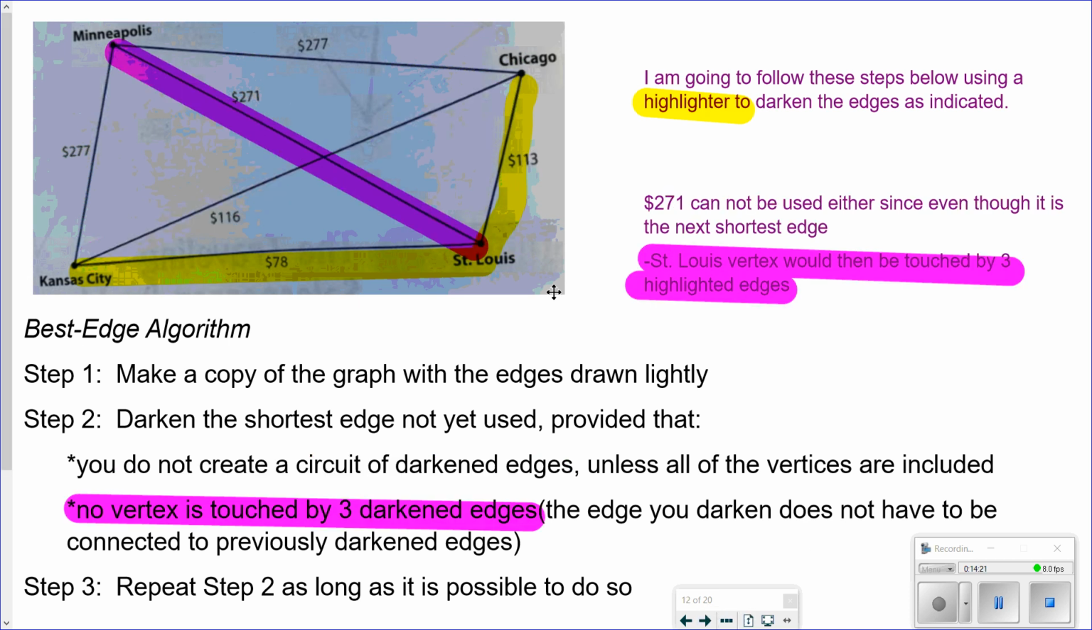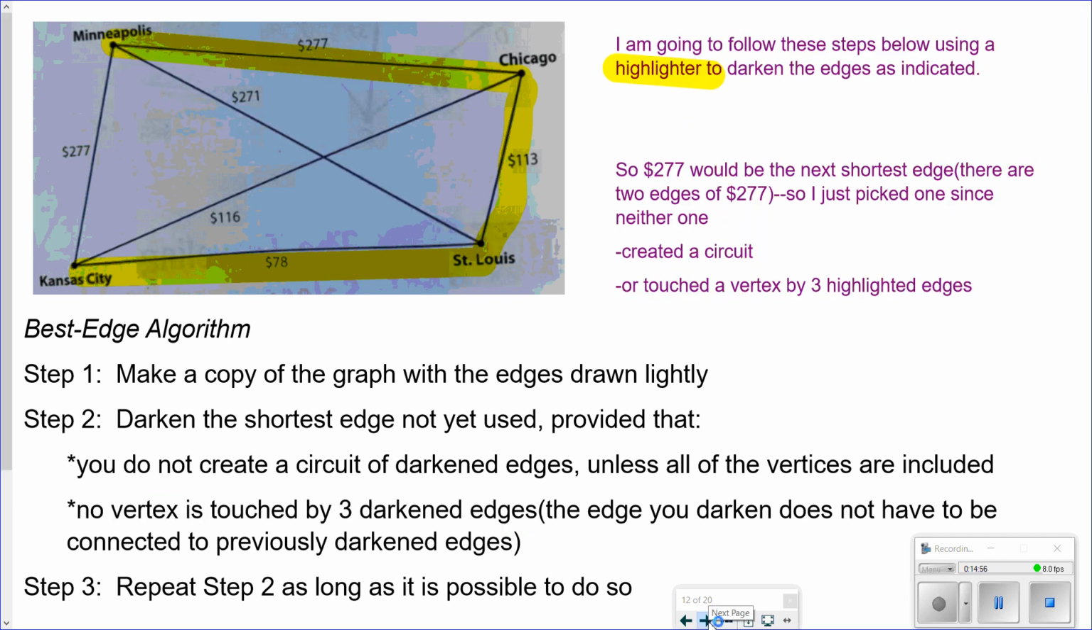Okay, so if I move past the 116 to the next smallest one, which would be the 271, right? I cannot add that one either because even though it doesn't create a circuit, it creates a vertex that would be touched by 3 highlighted edges. So like right here at St. Louis, I just touched that vertex 3 times. Okay, so again, I won't be able to add in the 271.